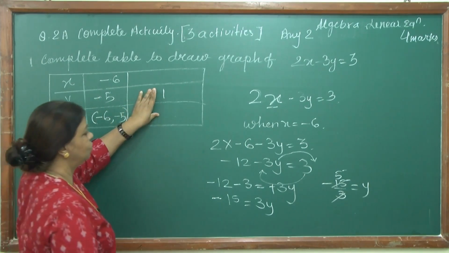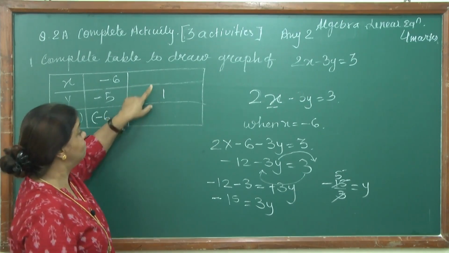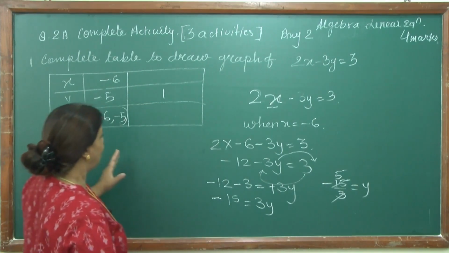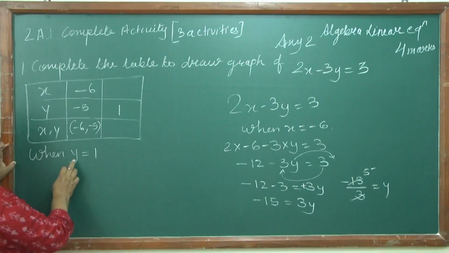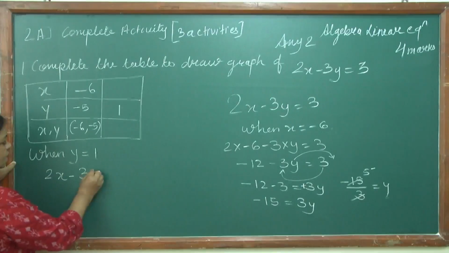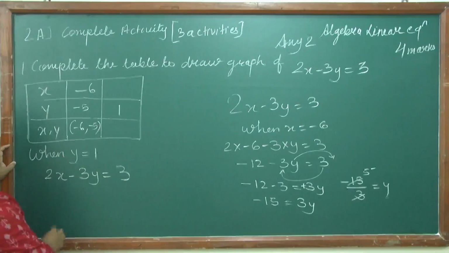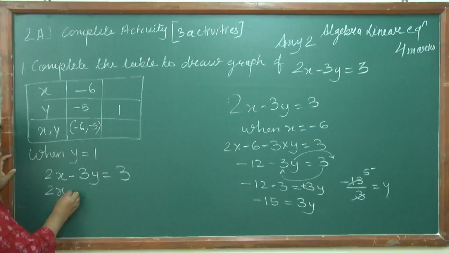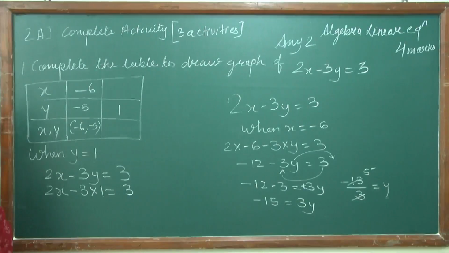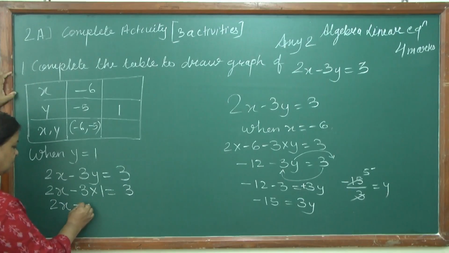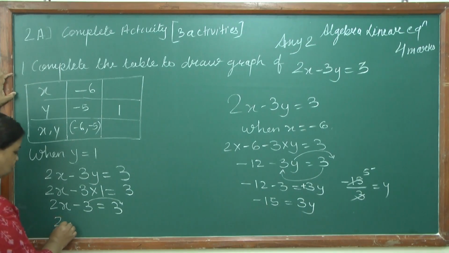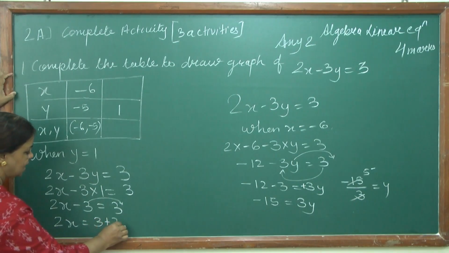Now in the second part you can see x value is not given but y value is given. So what we will do, we will place the value of y. So what we will write here? When y is equal to 1, we will place the value of y in that equation. 2x minus 3y is equal to 3. So 2 into x minus 3 into y is what? 1, which is equal to 3. Now 2x minus 3 is equal to 3. Now minus 3 will come here.